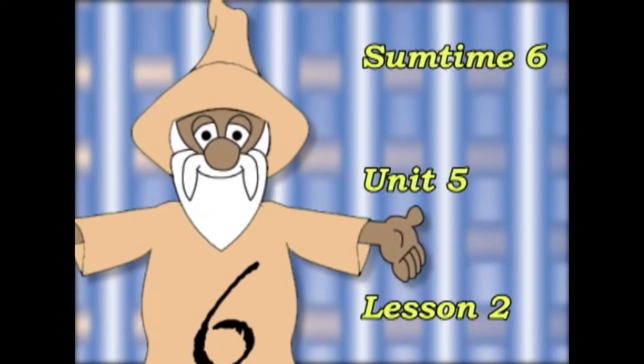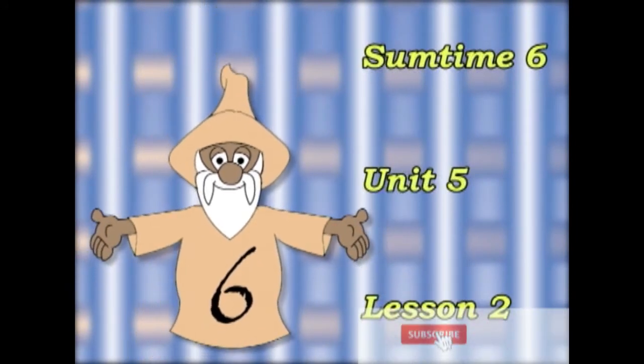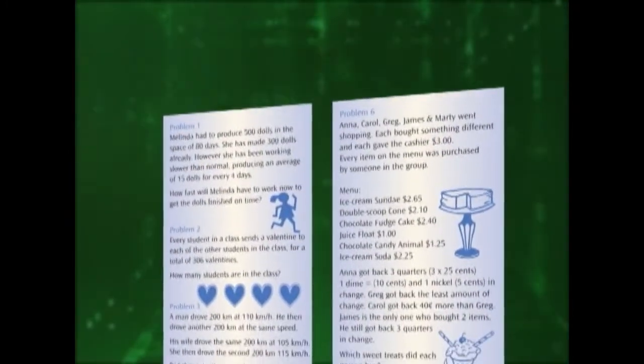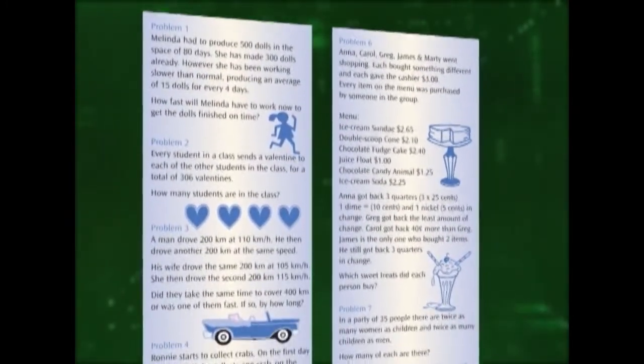Welcome to Sometimes 6. Today we're working with Unit 5. In Unit 5 there are 24 problems.